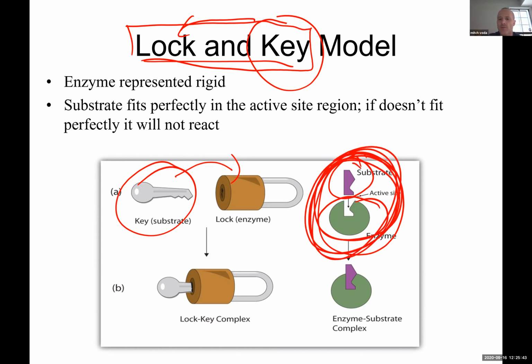There is no other substrate that can fit in here. If the substrate looks something like this, it's not going to fit in there. But only this substrate right here. That's why it's called lock and key. There's only one enzyme, one substrate. So it fits perfectly.